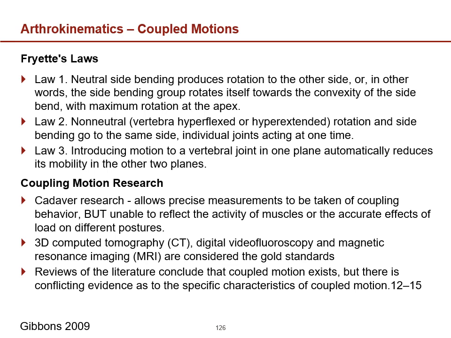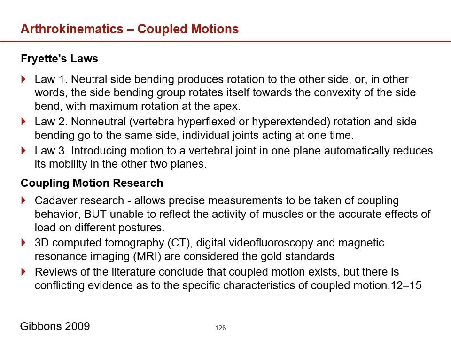Fryette does not specify what region of the spine he's using his laws for. Presumably, this is for all regions. Okay. Law 2, non-neutral, either hyperflexed or hyperextended, rotation and side bending go to the same side. So if you're not in your neutral position, then the spine will be demonstrating a type 2 coupled motion pattern. Individual joints act at one time.